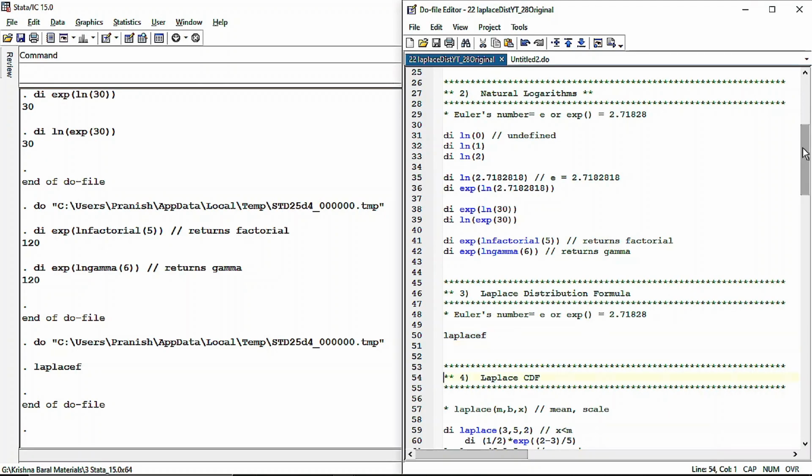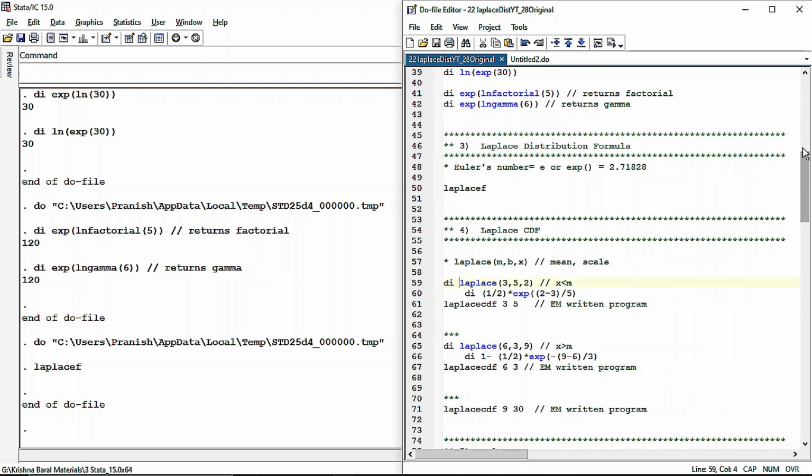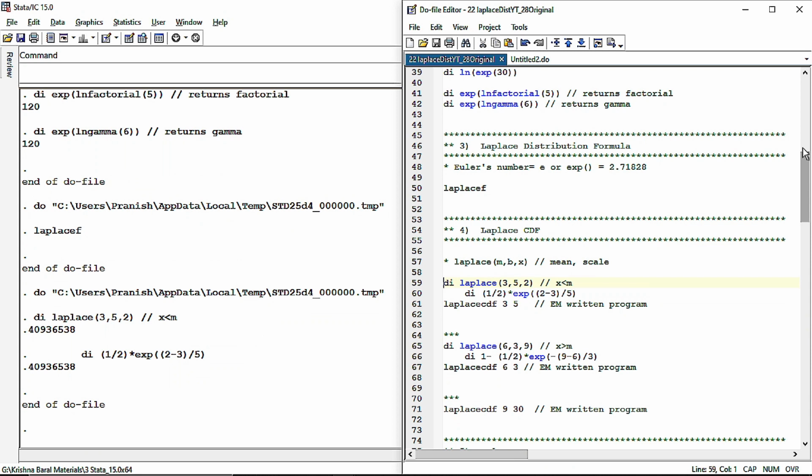Now let us calculate the CDF using both formulas. This is the Stata function to calculate the Laplace CDF for the parameters m, b, and x, while this is the formula when x is less than m: 1 by 2 e to the power of (x minus m) divided by b. Both of them should yield the same result. The value of x here is 2, while the value of m is 3. So we get nearly 41%, and both have the same value.